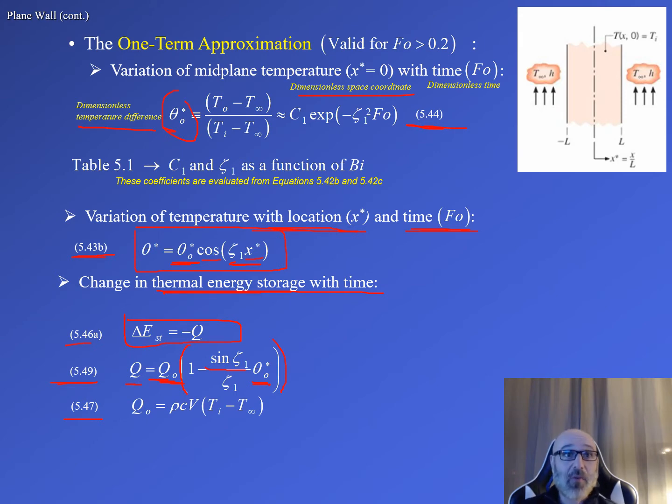And then we can say, well, what is our Q at 0? Q at 0, which is at our midplane, is equal to rho V C times our temperature difference, our initial temperature minus our surrounding temperature. So we need to plug all these in. We can plug this relationship in for our Q naught, and then we can multiply that by this relationship right here, and that whole term comes up here with a negative sign in front of it, and that gives us our change in our thermal energy storage with time.